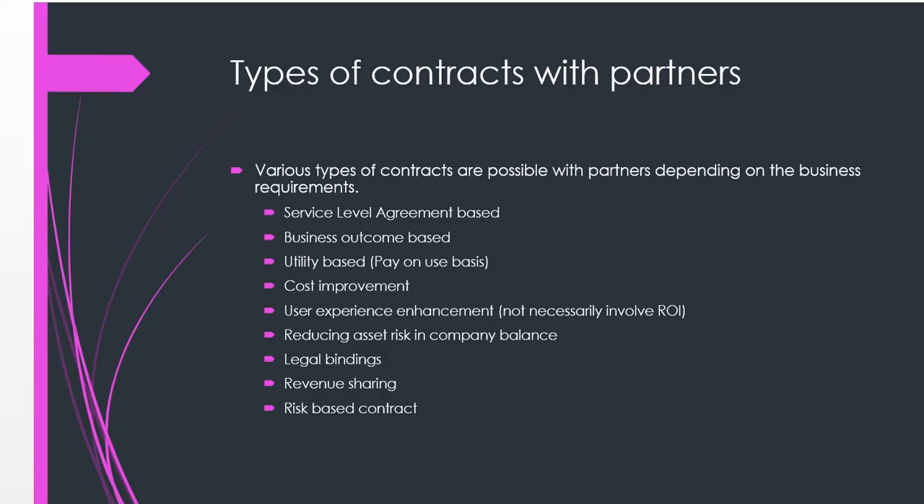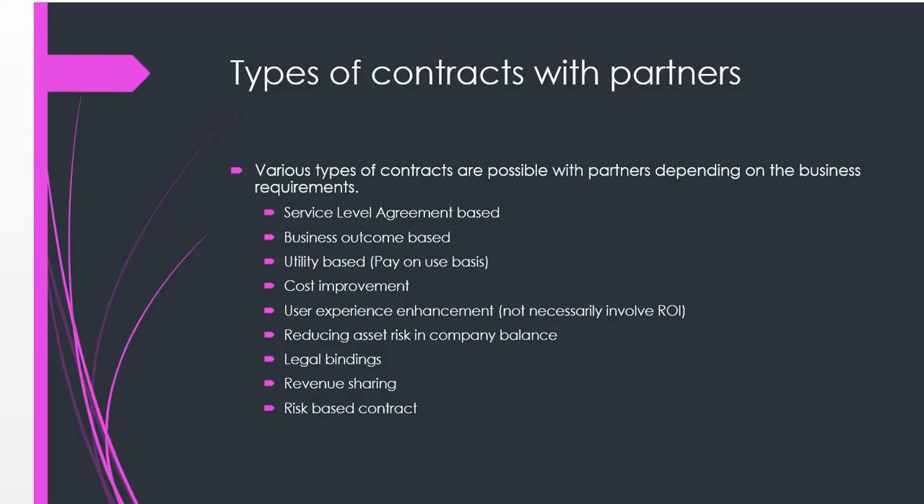Or it can be utility based, which is a pay on use basis. This one is similar to what cloud service providers give. For example, with Amazon Web Services, you pay based on the time you have used their resources on your server. You don't just pay because you have a server. No, you pay based on, for example, the amount of time that your server was on, or the amount of resources that it has used during its operations. Other contracts can be based on cost improvement, on user experience enhancement, on reducing the risk to the company.